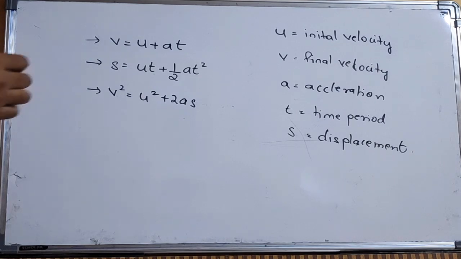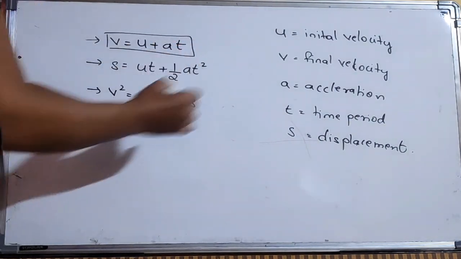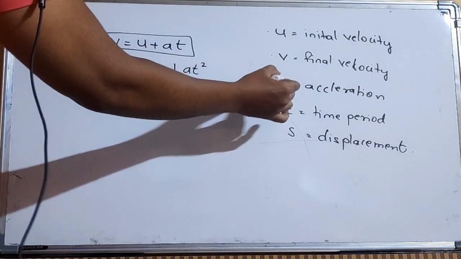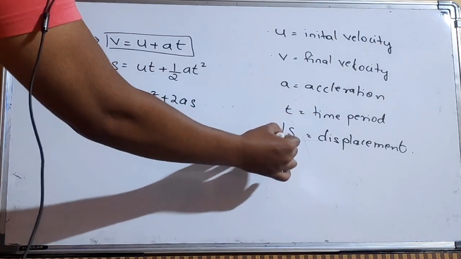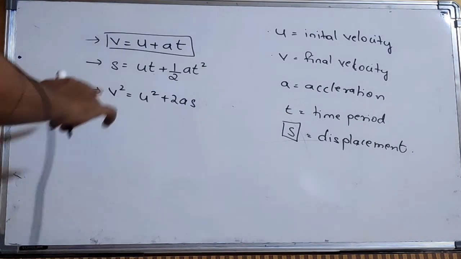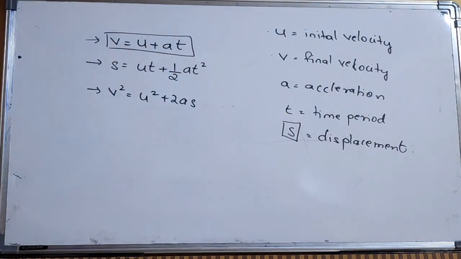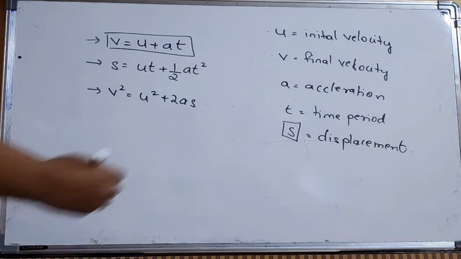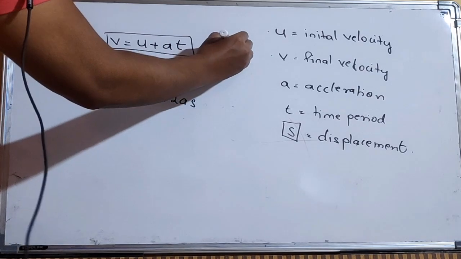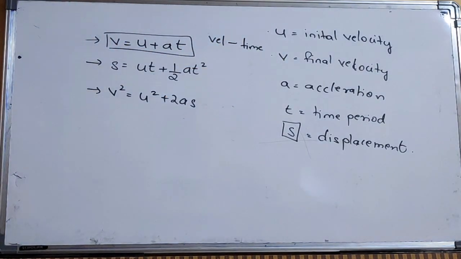Now, if you notice the first equation, we have got u, v, a and t, but there is no displacement. In the first equation, the variables used are v, u, a and t. So this equation gives the relation between velocity and time.